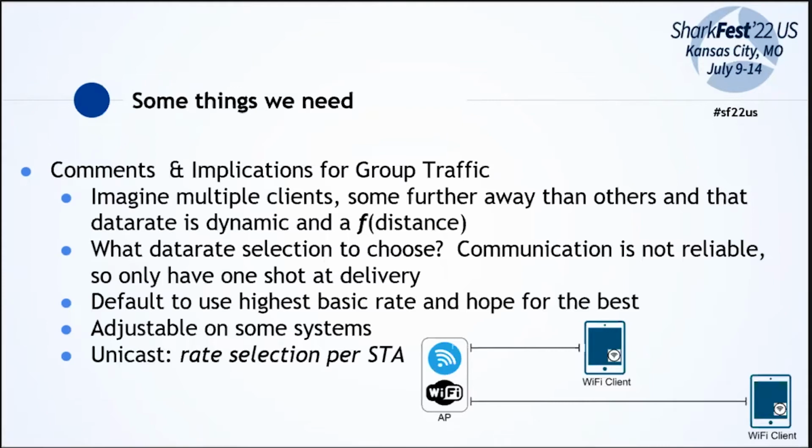Some systems allow you to adjust that. You can go and tune whatever you might want. But for unicast, it's actually a rate selection algorithm. Secret sauce. Linux uses Minstrel, and there's whatever else for the different vendors, with rate selection per station. It's not always obvious what they're going to use.